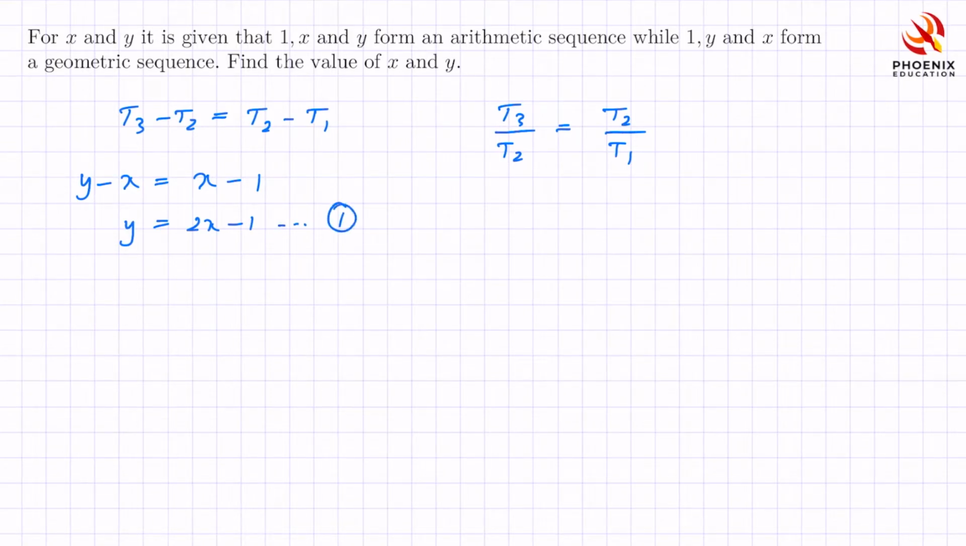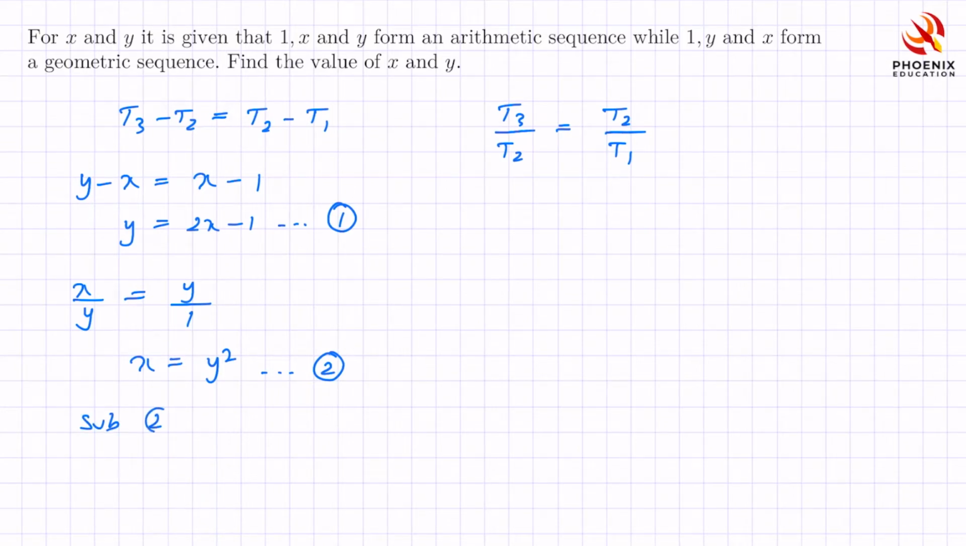On the geometric side, we have T3, x, over T2, y, which equals T2, which is y, over T1, which is 1. Let's tidy this up by multiplying the y across to the right hand side, and this forms our second equation. Now we need to solve these two equations simultaneously.